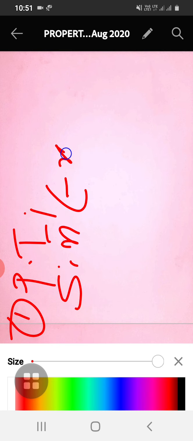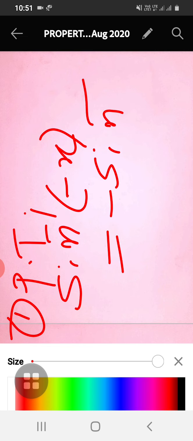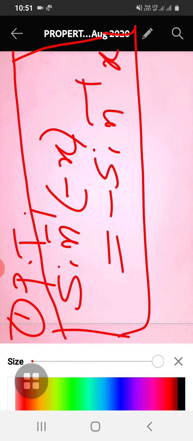See, the first one: prove that sin inverse of minus x is equal to minus sin inverse x. See, this is the question here. Inside the inverse trigonometric function, I have a negative angle. Observe carefully: sin inverse of minus x. This is negative. We have to prove that it equals minus sin inverse x. This is a very important property.